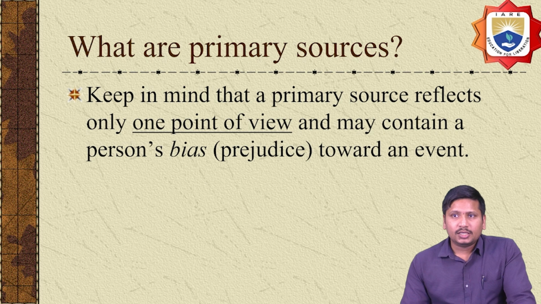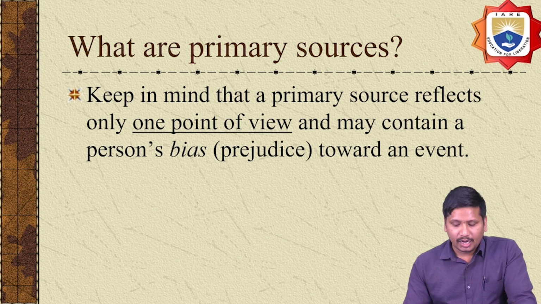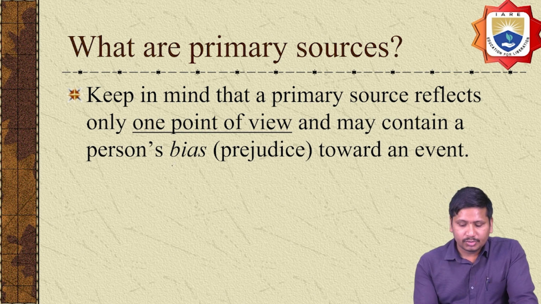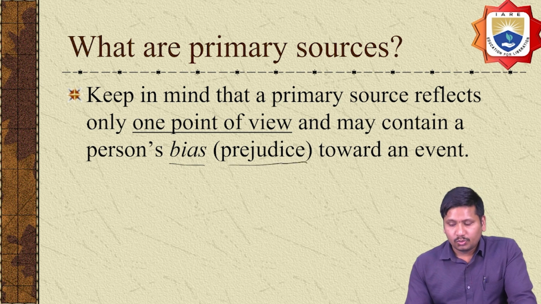Keep in mind that the primary source can reflect only one point of view and may contain only a person's bias, that is, prejudice towards an event. Otherwise, it can be said to be one point of view. The primary source can reflect only one point of view, and it can identify a person's bias, that is, prejudice towards an event.